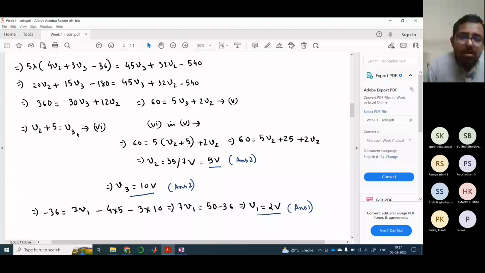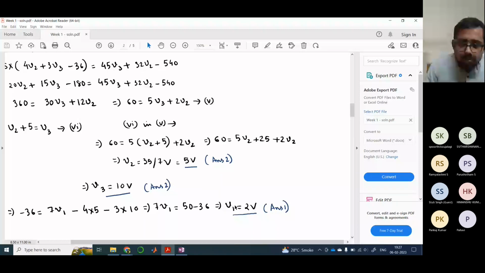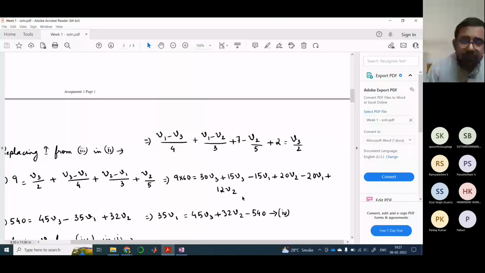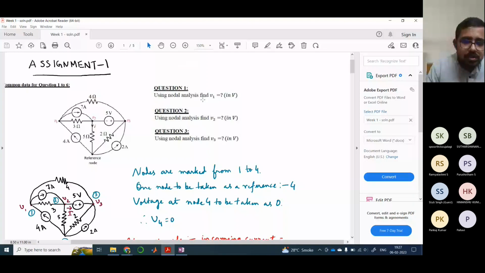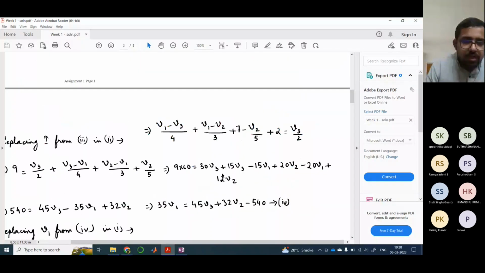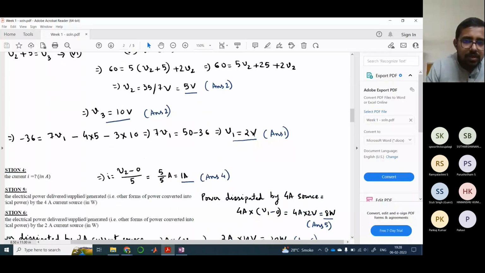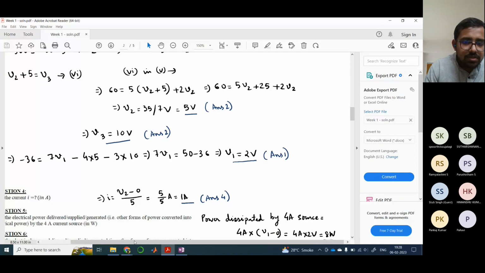So we get these two equations in V2 and V3, and when we solve them, we easily get V2 equals 5 volts and V3 equals 10 volts. Once you get these two values, you can easily solve equation number 1, which we saw earlier, and get the node voltage V1. So using this, we solved the first three questions, which asked for the voltage at nodes 1, 2, and 3. These values are 2, 5, and 10 respectively.